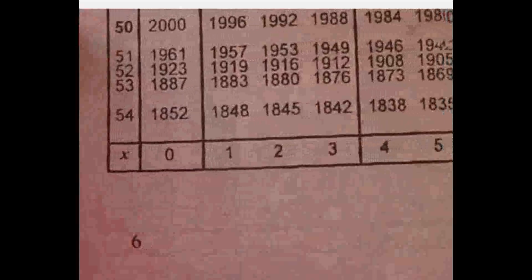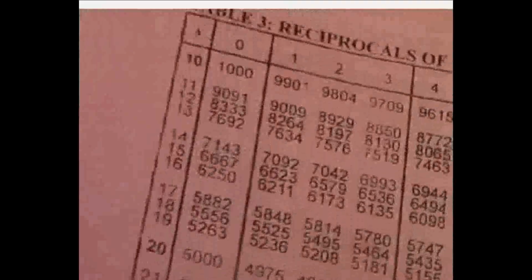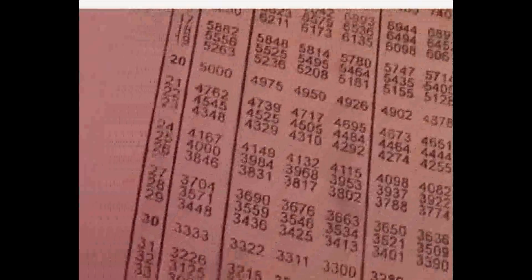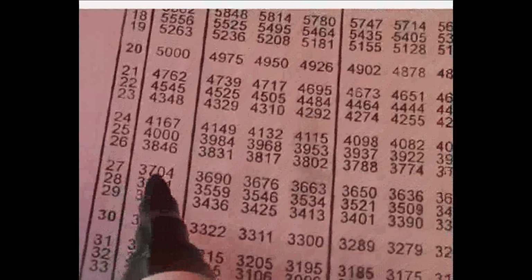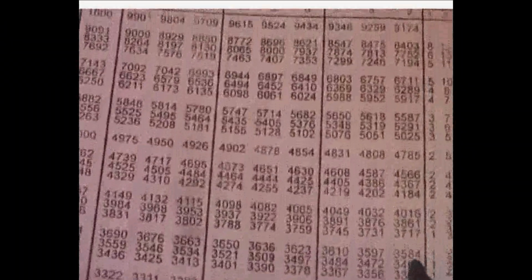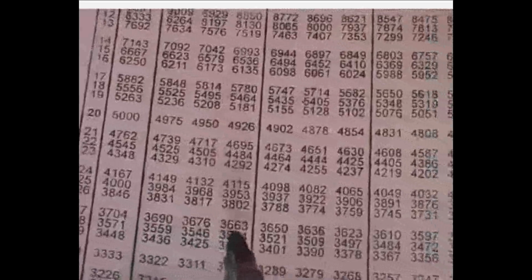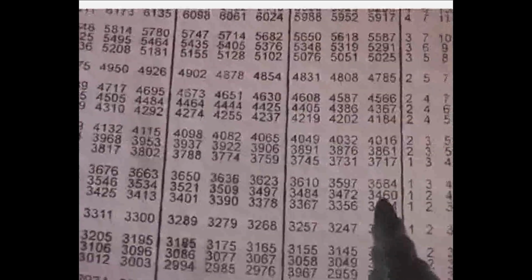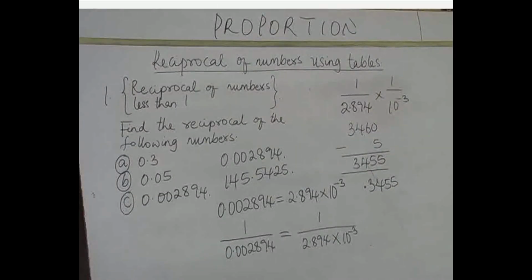So I'm coming to the camera now. This is your 4-figure table, and this is page 6. From the whiteboard, we found 28 under 9. Look at your 4-figure table and look at 28. You can see 28 there, between 27 and 29. Then under 9, this is 0, 1, 2, 3, 4, 5, 6, 7, 8, 9. You can see the 9th column. Wherever it tallies with 28, you can see the tracing. You can see 3460. That was why you saw the 3460 that I wrote there.